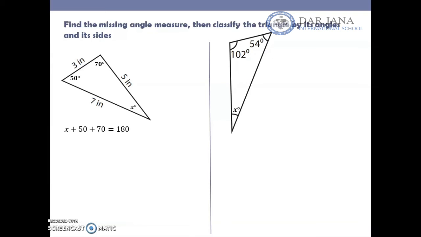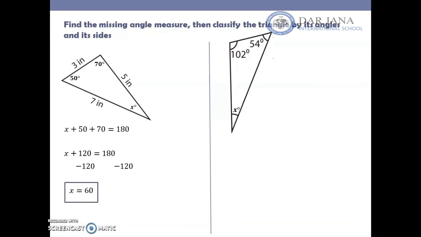Remember, the rule says that the sum of the measures of the angles inside the triangle equals 180 degrees. So x plus 50 plus 70 equals 180. I add 50 plus 70 and I end up with 120. In this case, I need to do the inverse operation to get x alone, or to find the value of x. So I will do minus 120 on both sides. I end up with x on the first side and on the second side 180 minus 120 equals 60. So I found the missing angle: 60 degrees.